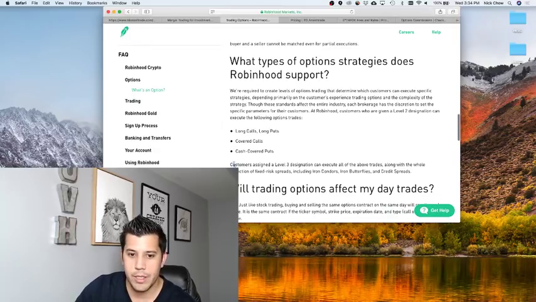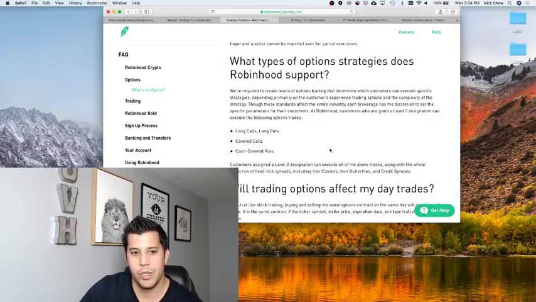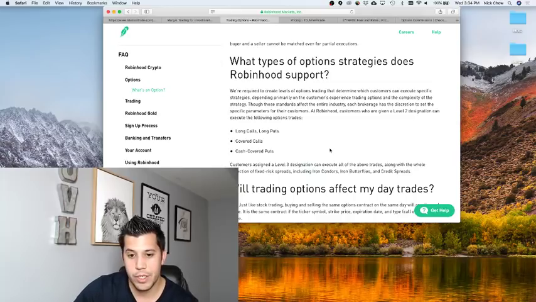But customers are assigned level 3. So Robinhood has a level 3 designation, which allows you to do spreads. Some people have messaged me saying, "Hey, I got access to Robinhood, but I don't have access to creating spreads." My suggestion is to hit up support and ask, "What do I need to do to become eligible for level 3 so I can do spreads and iron condors and credit spreads and all that?"